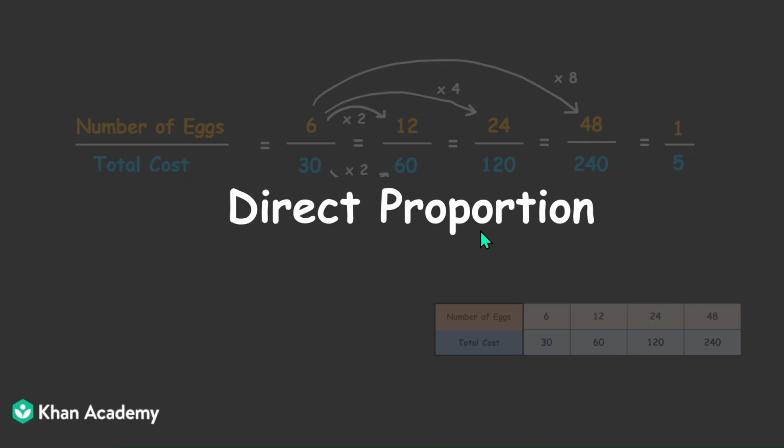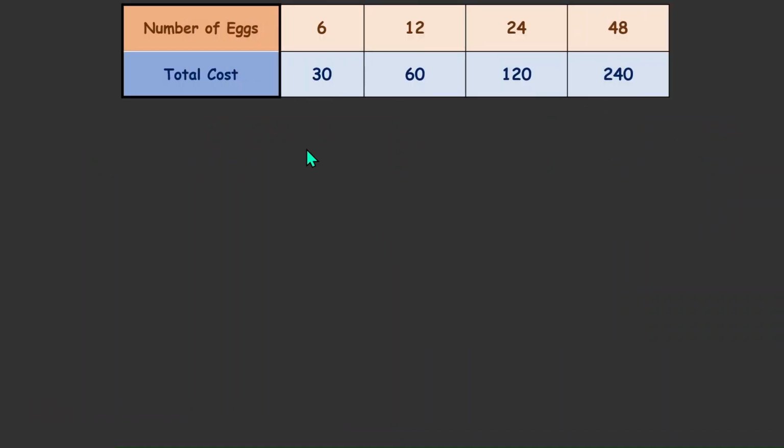Hi everyone, today we'll discuss what direct proportion is. So let's say we go to a market and we track the price of eggs and the number of eggs that we are taking. We see that if you're taking 6 eggs, the total cost is 30. If you're taking 12, it's 60. If it's 24, then the cost is 120. And if it's 48 eggs, the cost is 240.